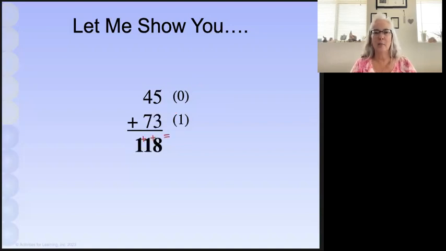118, again, I can add my digits. 1 plus 8 is going to give me 10. We already know that's 1 plus 0 is 1. And that's my check number.